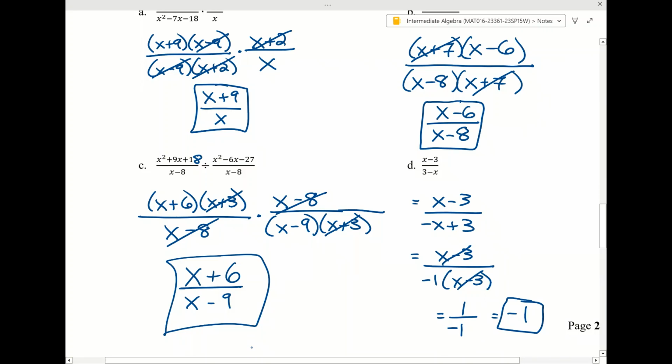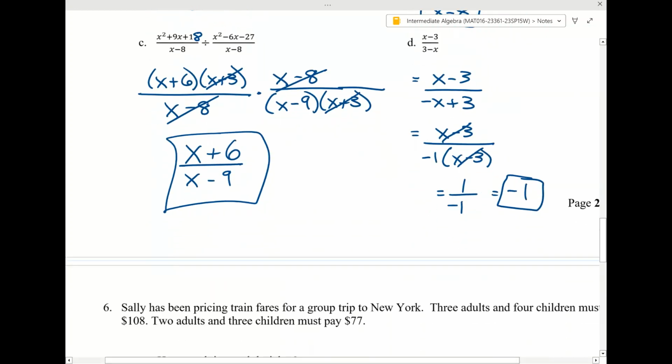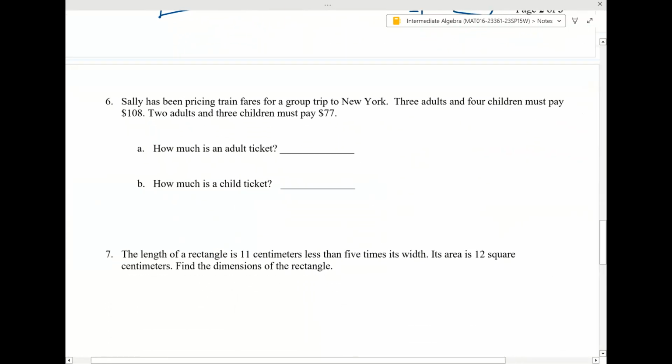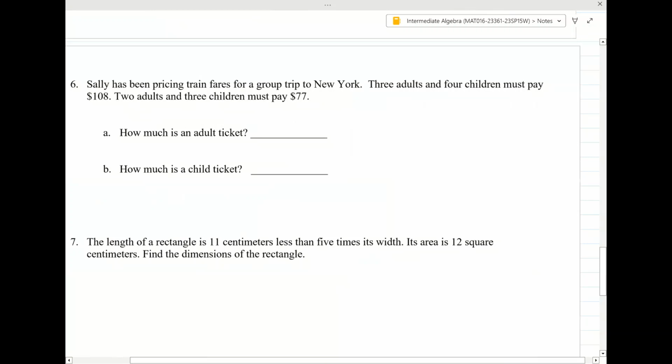All right. So that's page 2. So we did 67% of the test in 10 minutes with full commentary. All right, let's talk about Sally. The questions on the test are going to be the same thing with different numbers, okay?